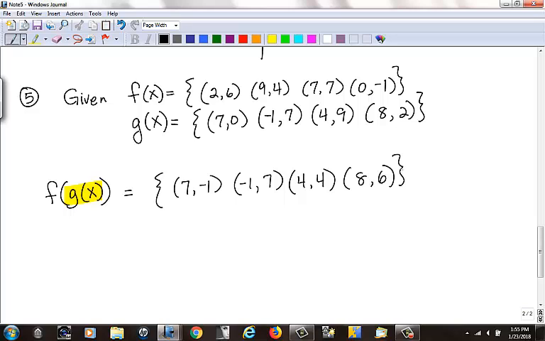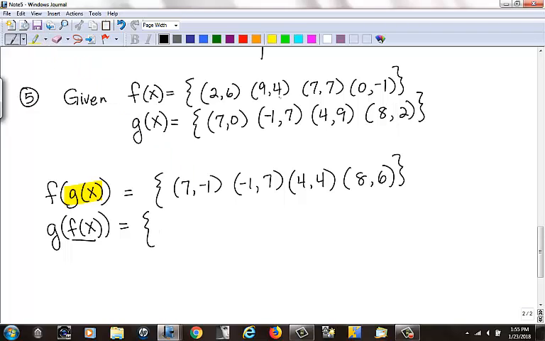Okay, now let's turn it around. What if I did g of f of x? So that tells you to start with the f of x first. So start with the 2. 2 is mapped to 6. Yeah, 2 is mapped to 6. 6 isn't in there, right? Can't map that one. Okay.